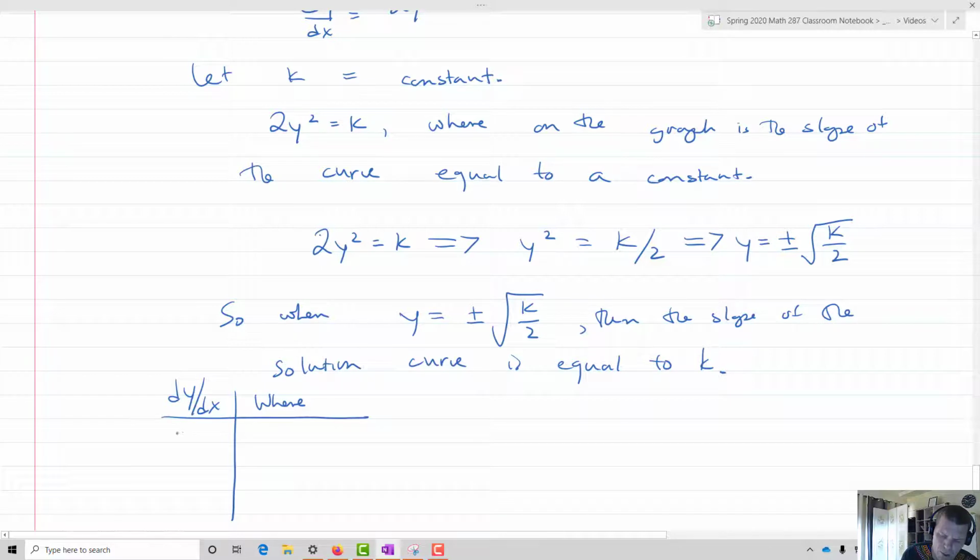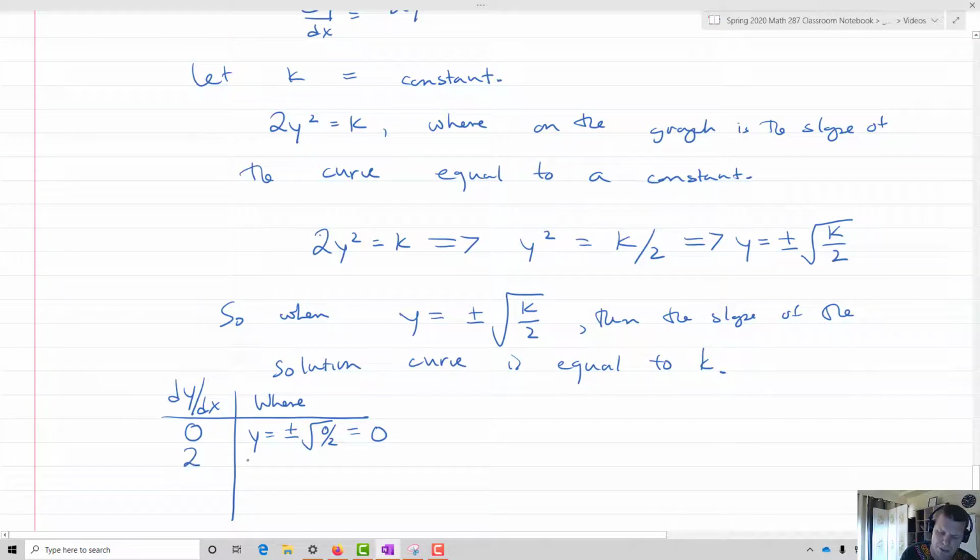So for example, when k equals 0, or dy dx equals 0, we plug in 0 for k, so we get y equals plus or minus the square root of 0 over 2. We kind of already knew this, so that's equal to 0. So when y equals 0, the slope's equal to 0. That's our equilibrium solution.